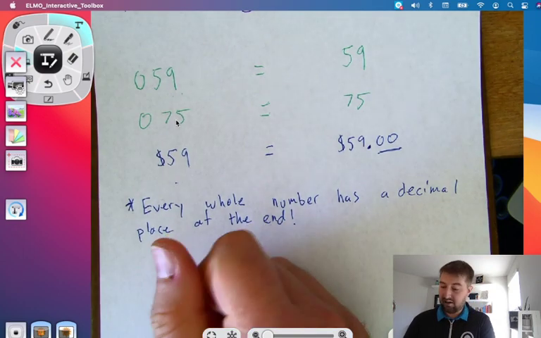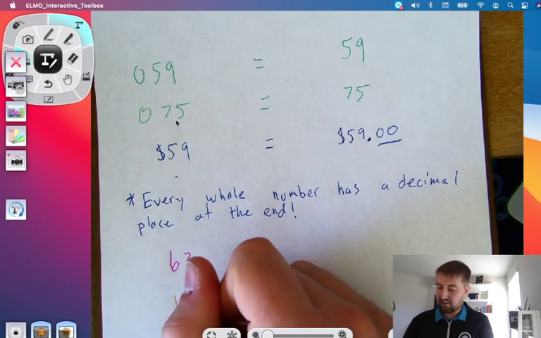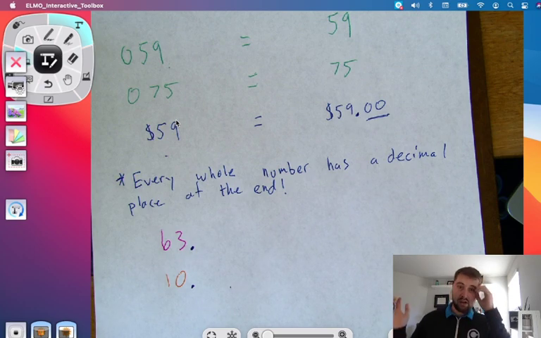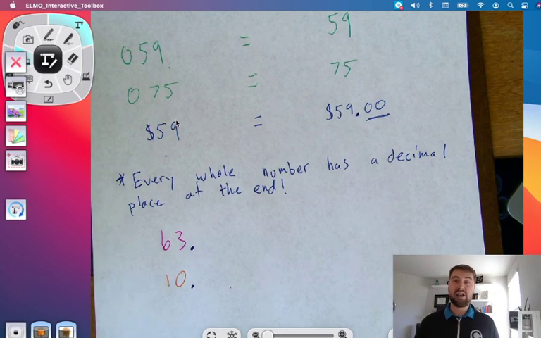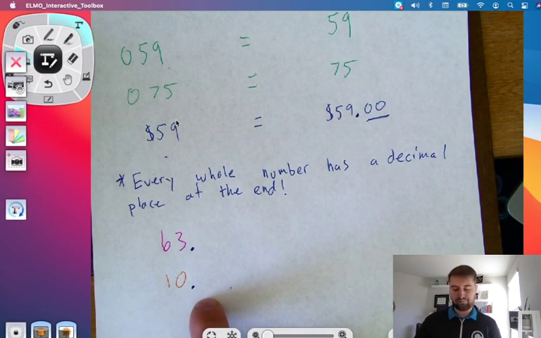I know that some of y'all are 10. Guess what? At the end of 10, there's a decimal place right there. Every whole number has a decimal place at the end. Now, we don't write that because it doesn't change the value. It doesn't change the amount of money or cookies or whatever we have. It doesn't change the amount. But every whole number has a decimal place at the end. Okay.